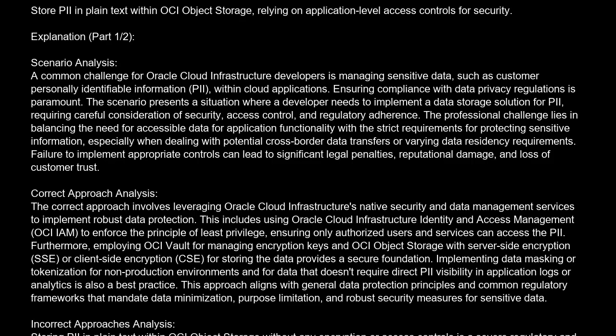The correct answer is A. Store PII in plain text within OCI object storage, relying on application-level access controls for security.